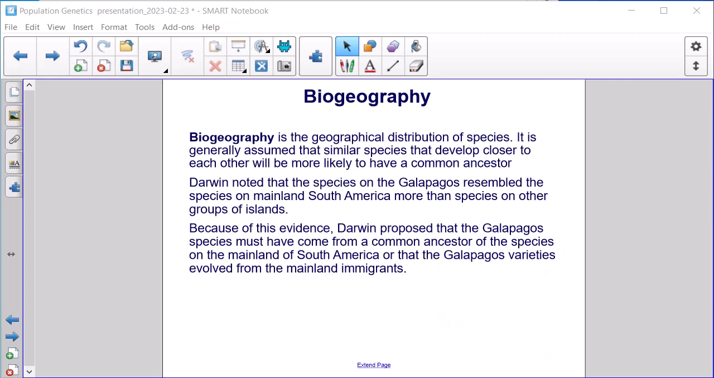Biogeography. Biogeography is the geographical distribution of species. It is generally assumed that similar species that develop closer to each other will be more likely to have a common ancestor. Darwin noted that the species on the Galapagos resembled the species on mainland South America more than species on other groups of islands. Because of this evidence, Darwin proposed that the Galapagos species must have come from a common ancestor of the species on the mainland of South America, or that the Galapagos varieties evolved from the mainland immigrants.